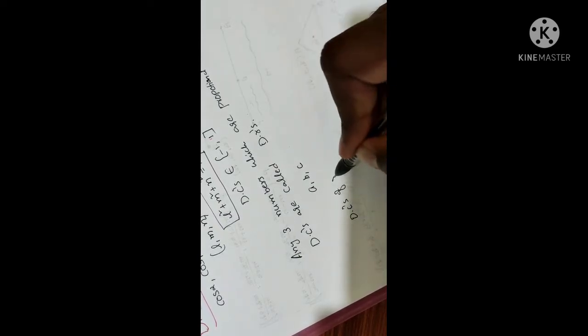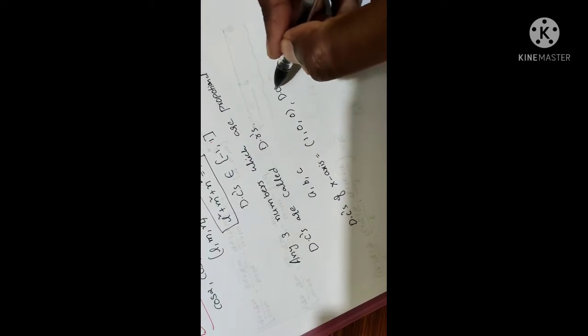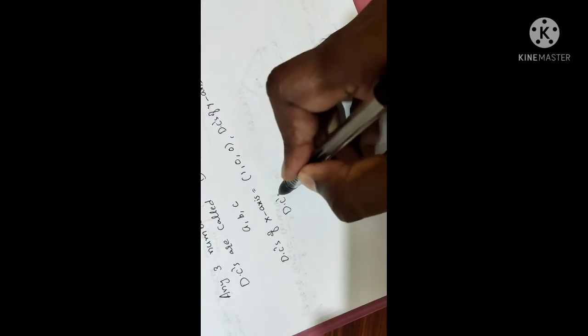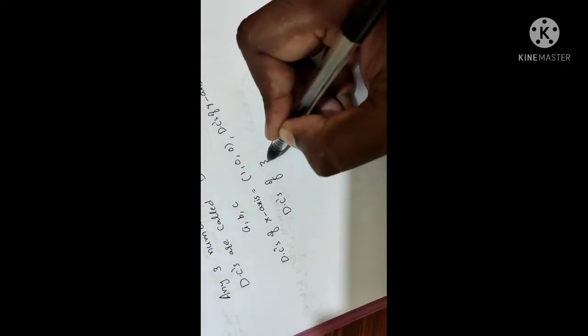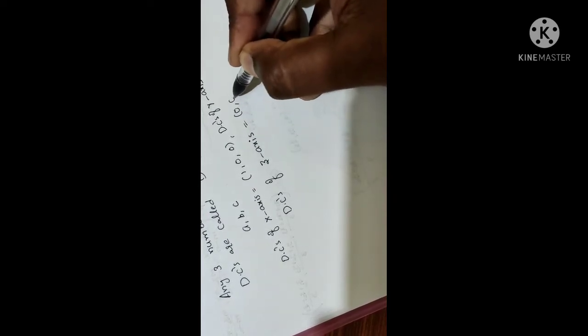Next, DCs of x-axis are 1, 0, 0. Okay. Next, DCs of y-axis are 0, 1, 0. DCs of z-axis are 0, 0, 1.